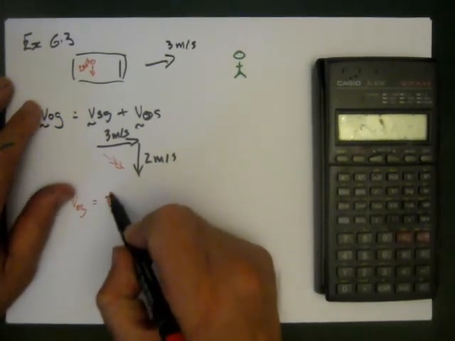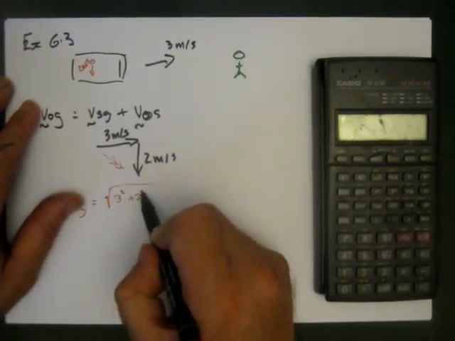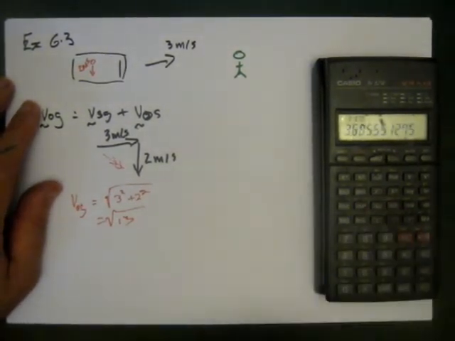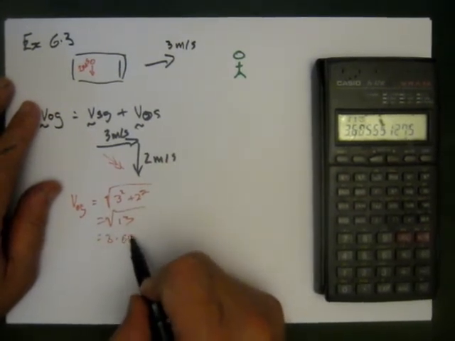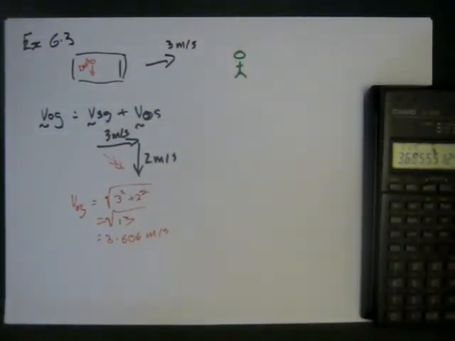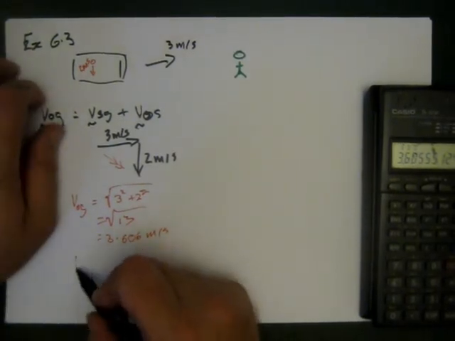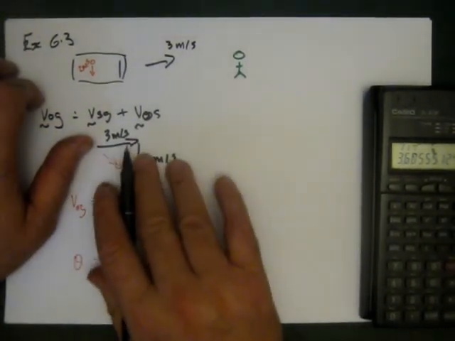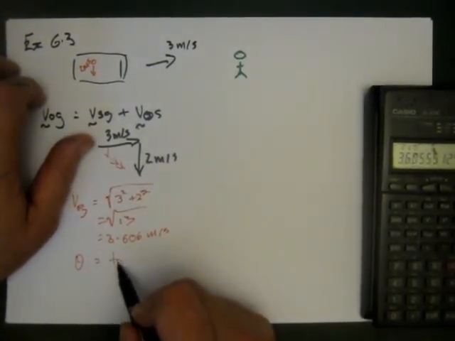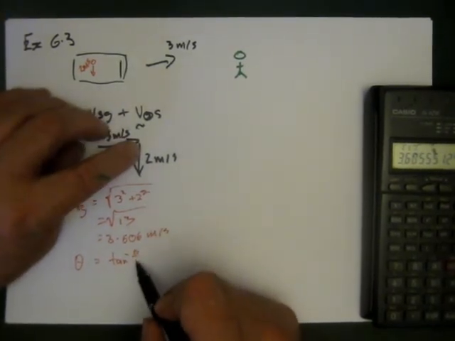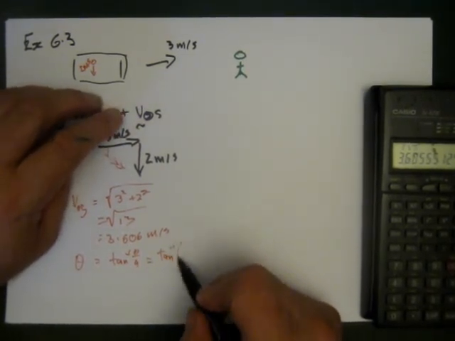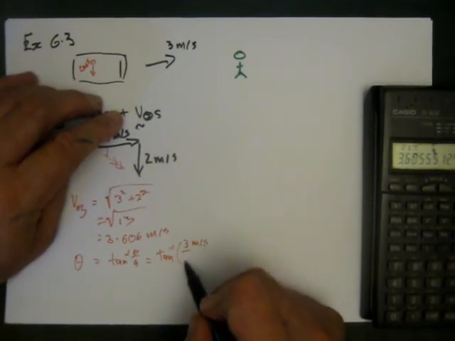VOG equals root of 3 squared plus 2 squared equals root 13, which equals 3.606 meters per second. So the ball's travelling 3.606 meters per second, and then we have to find out the angle, which in this case we're going to use tan. Theta equals tan inverse of opposite over adjacent, which equals tan inverse of 3 over 2, 3 meters per second over 2 meters per second.